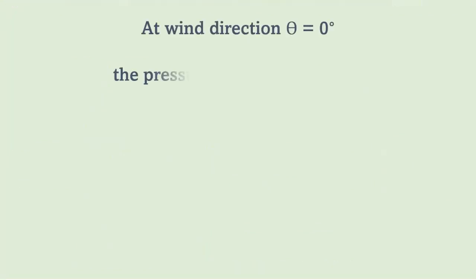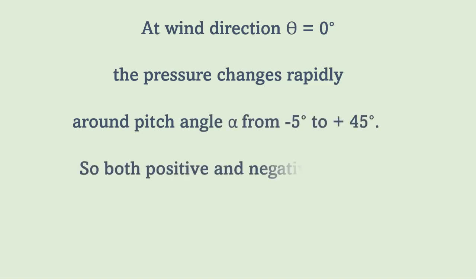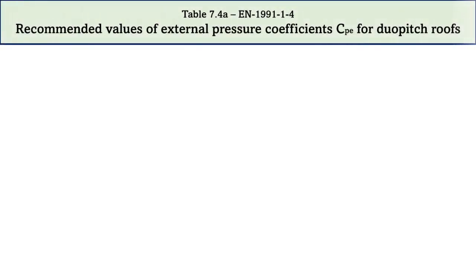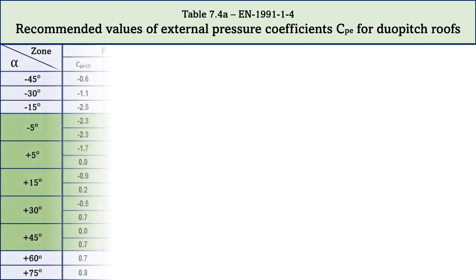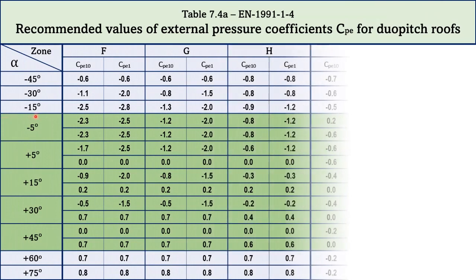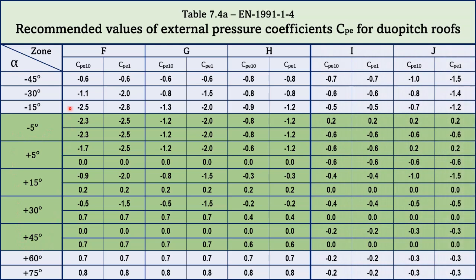At wind direction 0, the pressure changes rapidly around pitch angle alpha from -5 to 45 degrees. So both positive and negative values of the external pressure coefficient Cpe are given in the following table. Below are the recommended values of external pressure coefficient Cpe for duopitch roofs. As mentioned earlier, for angles from -5 to 45 degrees, two values for Cpe are given.